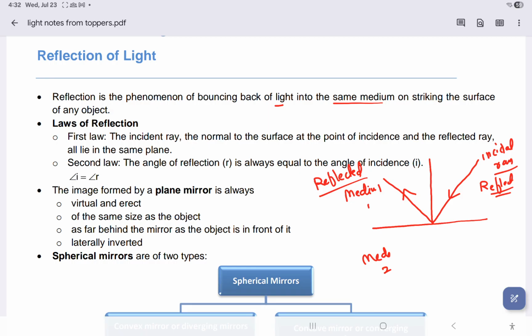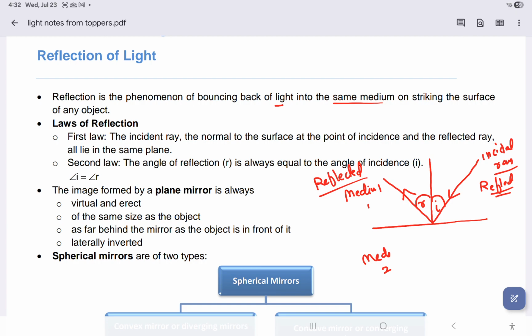The second law is that the angle of reflection is always equal to the angle of incidence. So the incident angle and reflected angle both will be the same. This is known as the angle of incidence and this is known as the angle of reflection. The angle made by the incident ray with the normal and the angle made by the reflected ray with the normal are equal to each other.